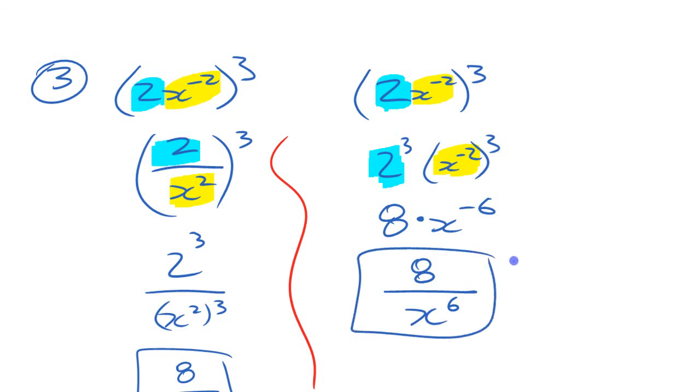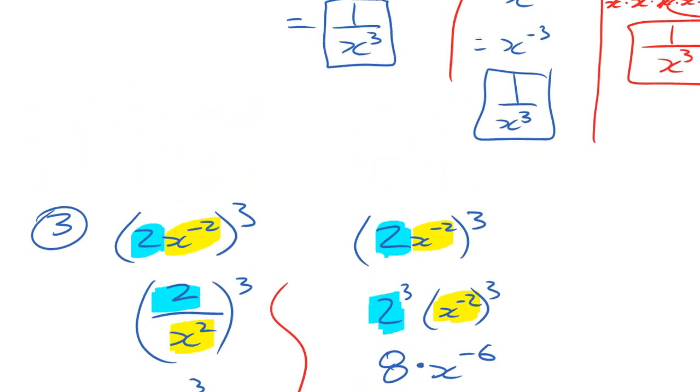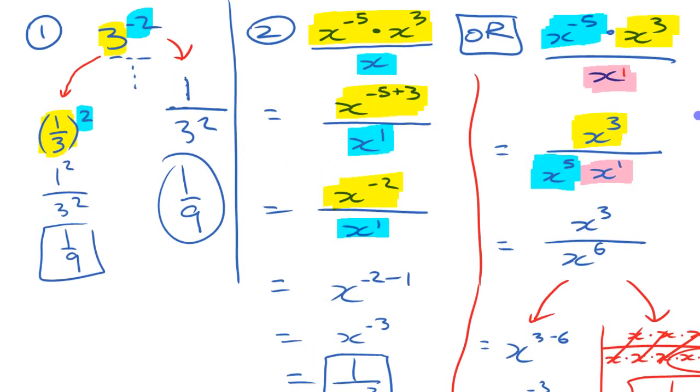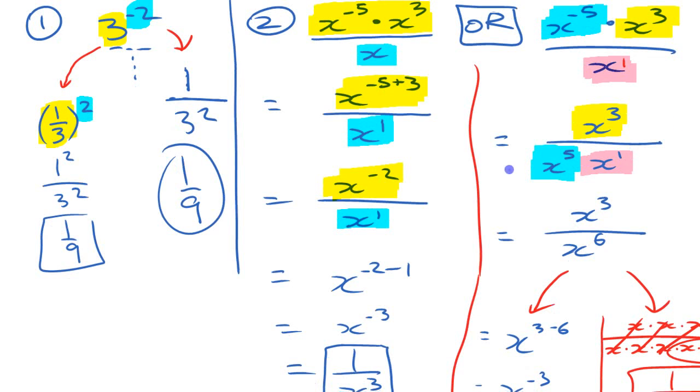So any way you get there, there's a lot more than one way to get to the simplified version of this. Those are just 3 examples. There's tons of examples in your study guide for you to work through, but hopefully that helps.